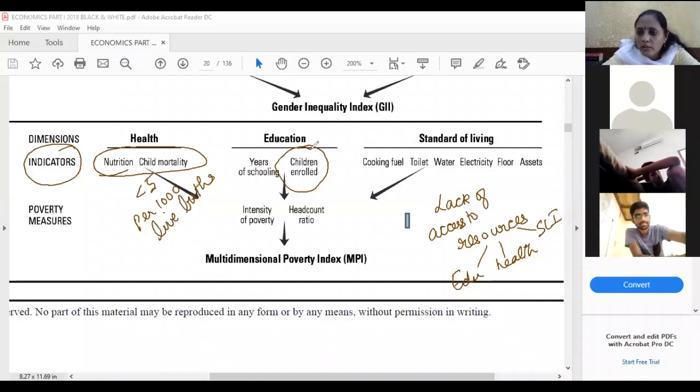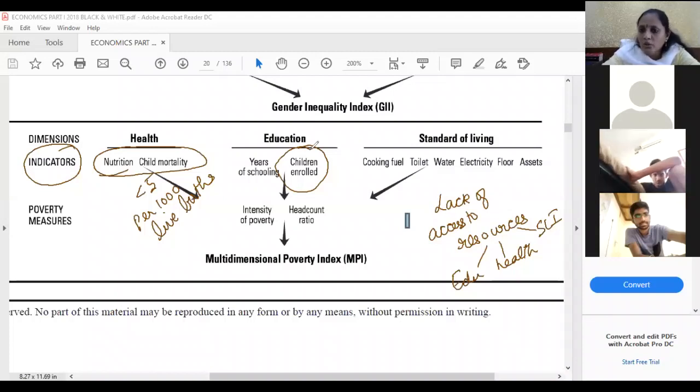Gas cylinder is the only thing which won't be emitting smoke. If you're talking about kerosene, firewood, or dung cake, any of these things will be emitting smoke, in which case it is a bad fuel. In which case you have to identify the household as a poorer household.